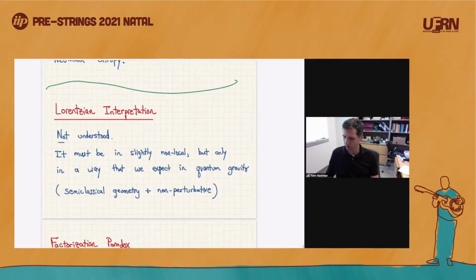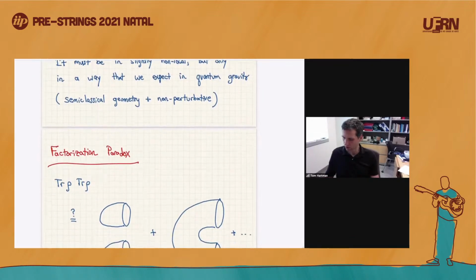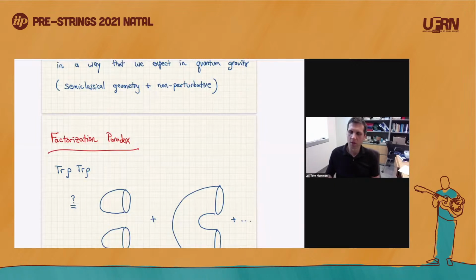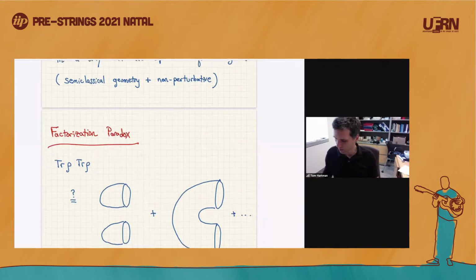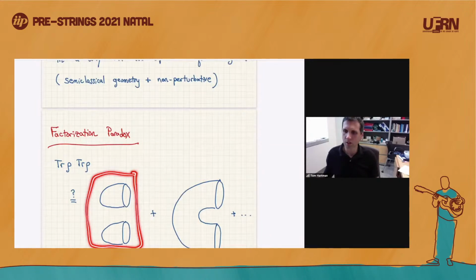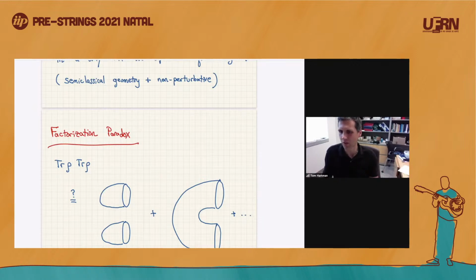Okay. So the factorization paradox, I just wanted to mention, this is something people are very interested in lately, so I wanted to mention how it's related to replica wormholes. The factorization paradox is a problem that you have when you calculate not trace rho squared, which is what we've been calculating, but trace rho quantity squared, so trace rho times trace rho. If you calculate trace rho times trace rho, then there's an obvious contribution, which is 2 copies of the Euclidean black hole. But you might wonder if there are contributions like this. These contributions have the right boundary conditions, so it seems like maybe we should include them in the path integral.